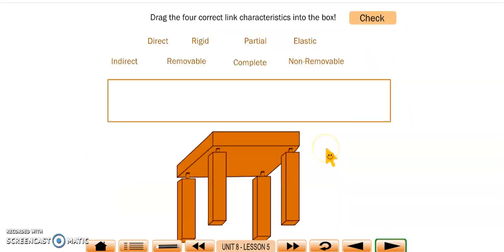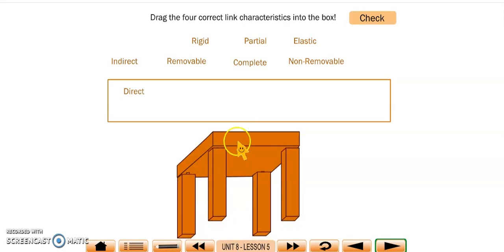Let's do this little activity together. Drag the 4 correct link characteristics into the box. So take a look. Is the piece inserted directly or is it indirect? Am I able to attach it by itself or do I need a third piece? So let's go with direct. Okay, next question, is it removable or non-removable? Meaning, is it removable or permanent? So am I able to remove it without damage, or will there be damage?